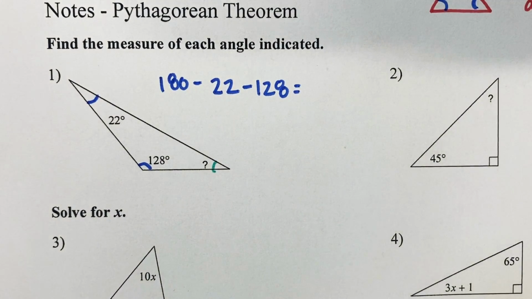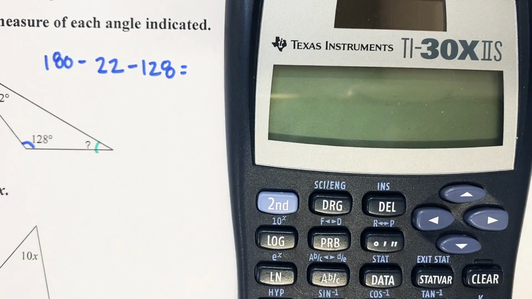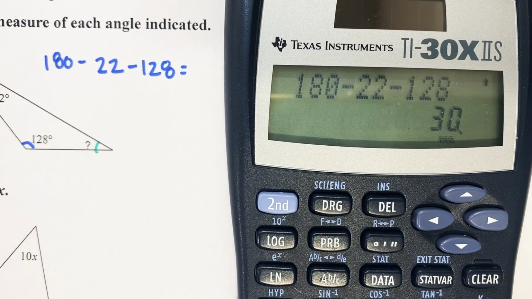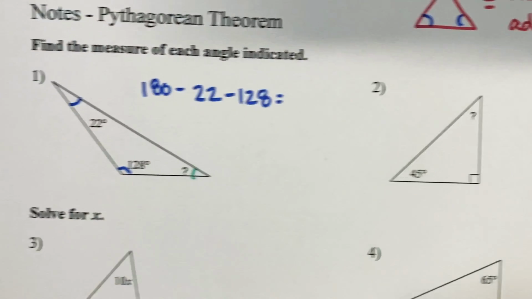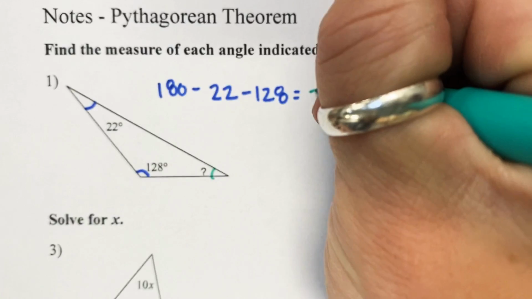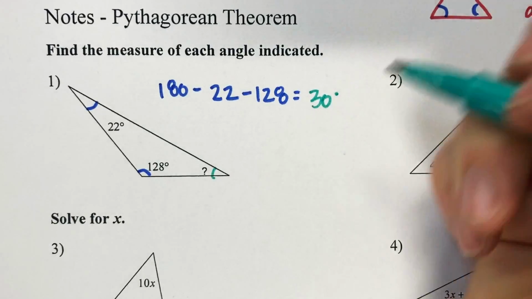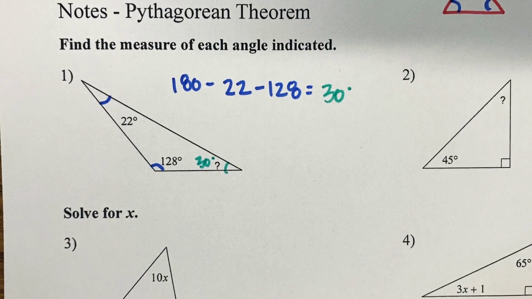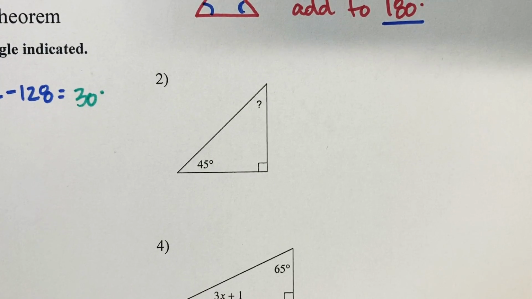If you don't want to do this in your head, you are always welcome to use a calculator. So we can do 180 minus 22 minus 128, and we know that that third angle, that missing angle, has to be 30 degrees. Okay, well, let's look at number 2.